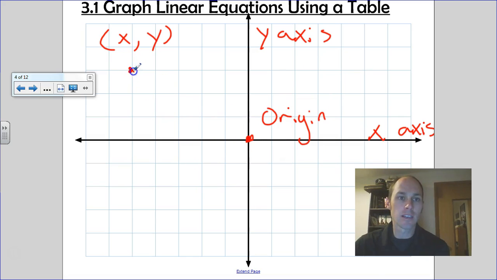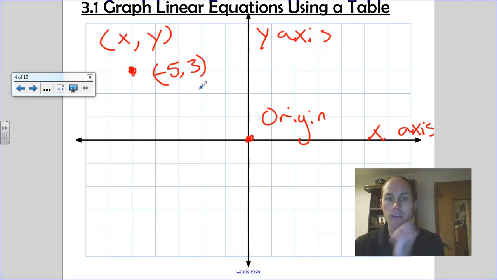So if this is our exact coordinate here, if I'm starting at the origin, I go left 1, 2, 3, 4, 5 units. And then I go up 3 units. So our coordinate for the ordered pair would be -5, 3. It gives us an exact location, and that's the benefit of that.